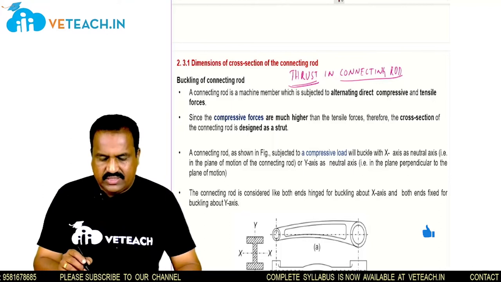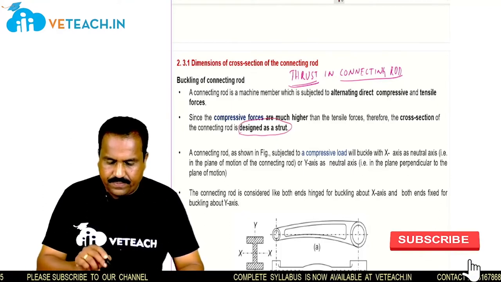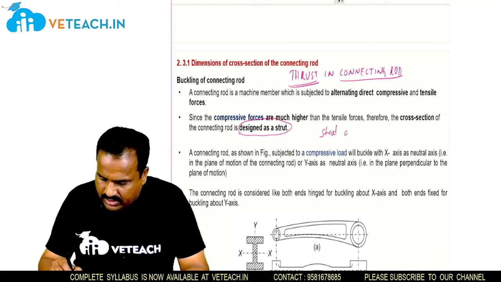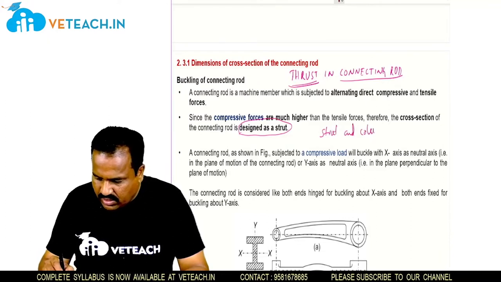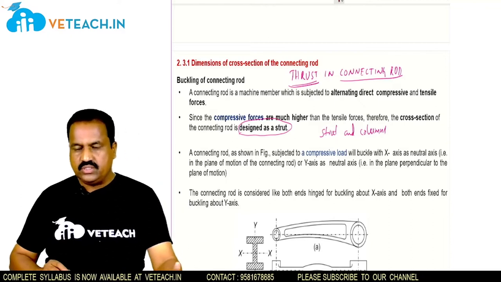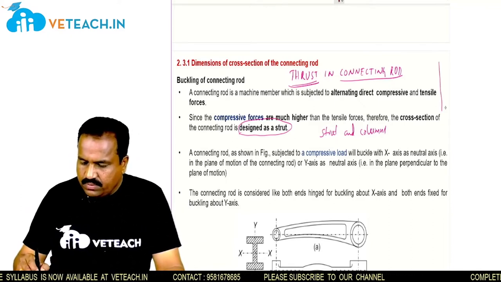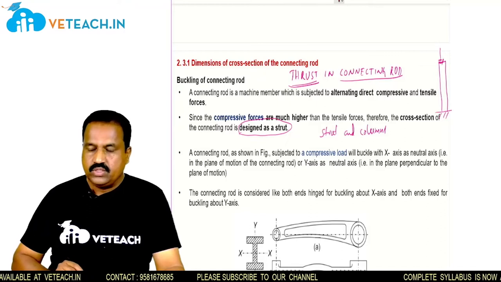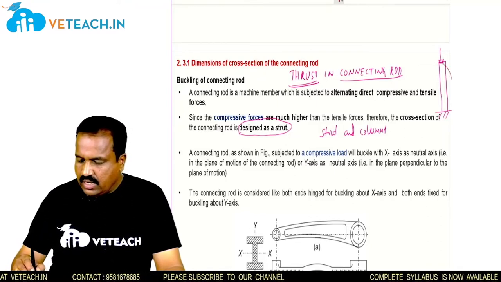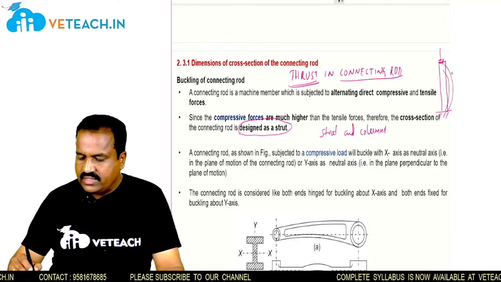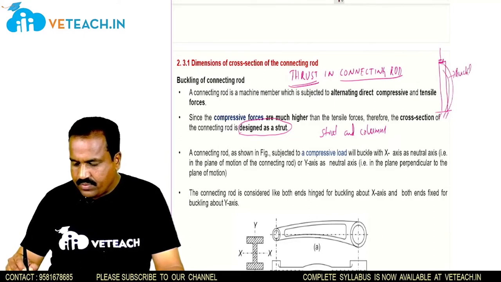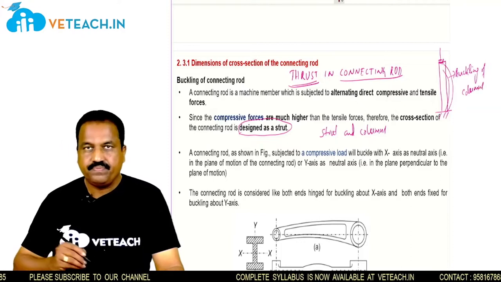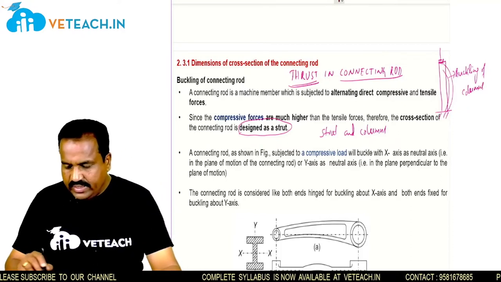So this connecting rod is designed as a strut. We have two things, strut and column, columns and struts. In strength of materials, you studied them. A column is a vertical member subjected to compressive load. Because of this compressive load, the column buckles. This is called buckling of columns.